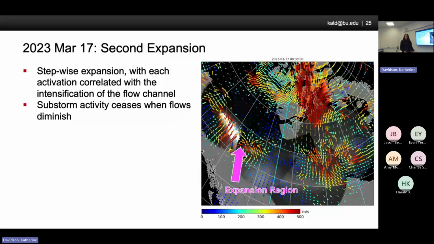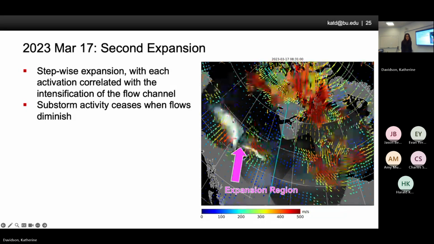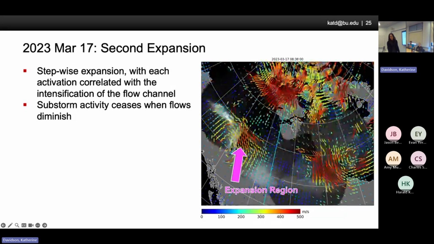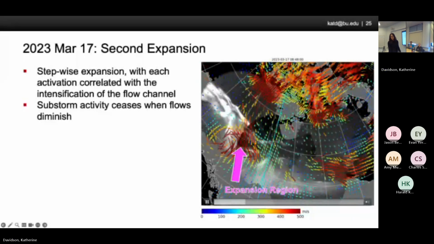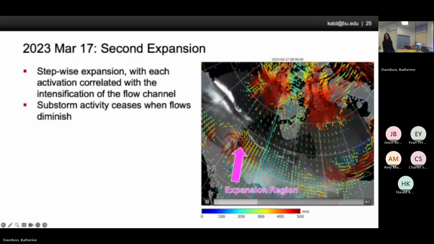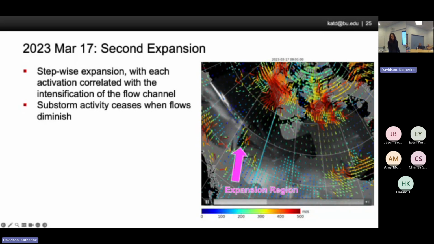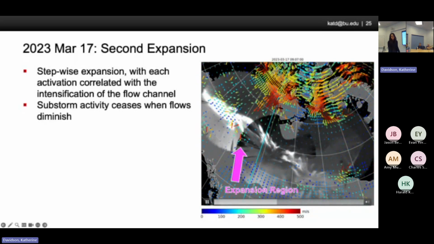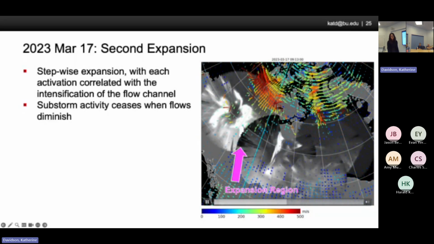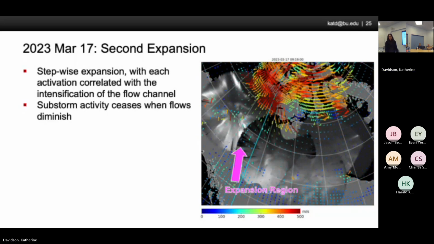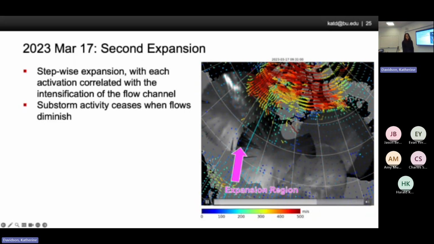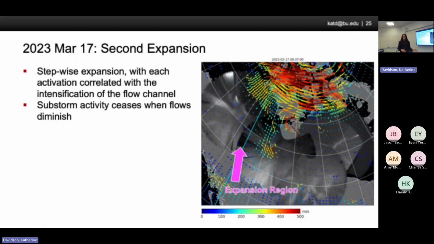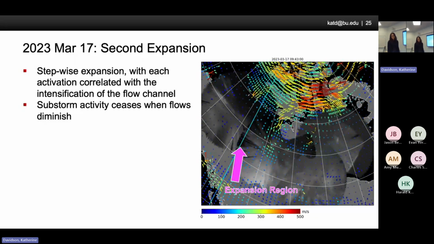We see a similar story for the second expansion. So again, that's right after our onset. We have these very intense flows coming into the expansion region and enhancing the expansion phase. The expansion diminishes a little bit and then re-intensifies again. So again, we're seeing a stepwise expansion phase, each activation correlated with the intensification of these flow channels.